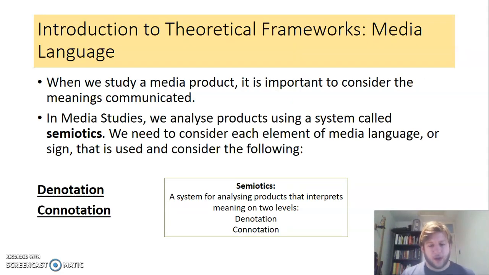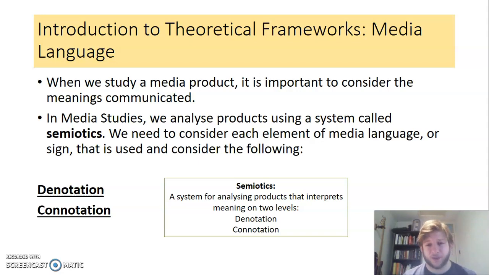So, I talked in the previous lesson about the 4 areas of the theoretical framework: media language, representation, audience and industry. For now we're just going to focus on media language, which is where we look at a media product and we say, this is what I think it's trying to do, this is the effect that I think it's trying to have. So when we study a media product, it is important to consider the meanings that are communicated.